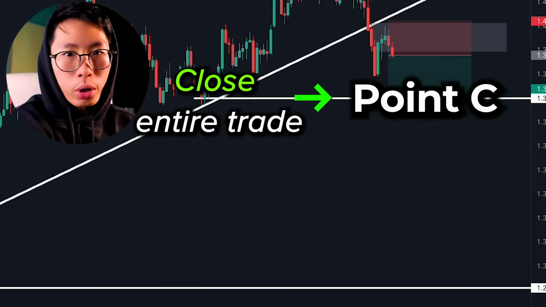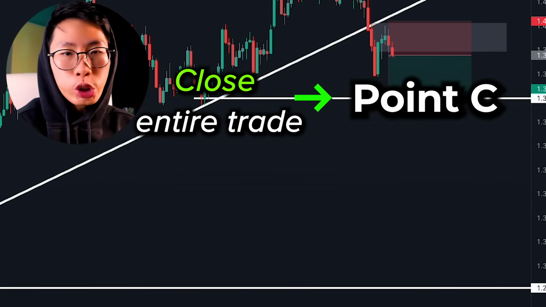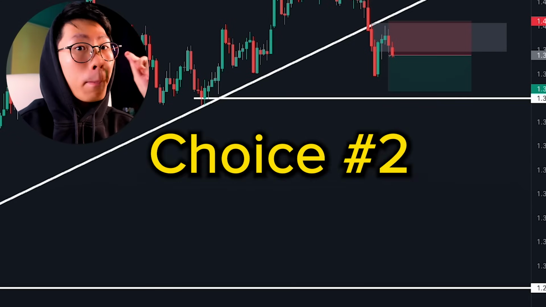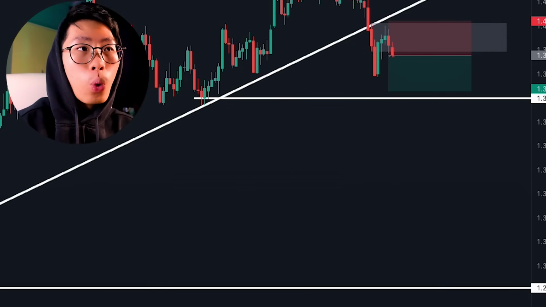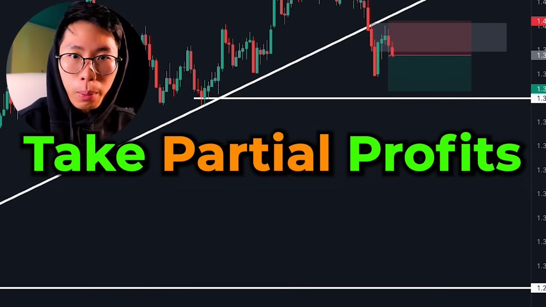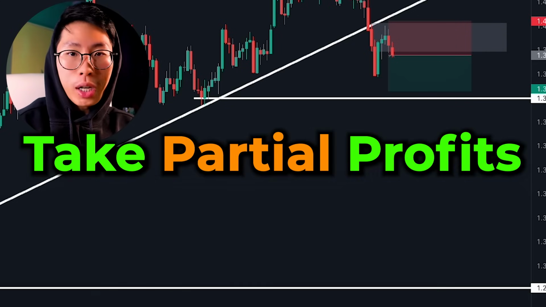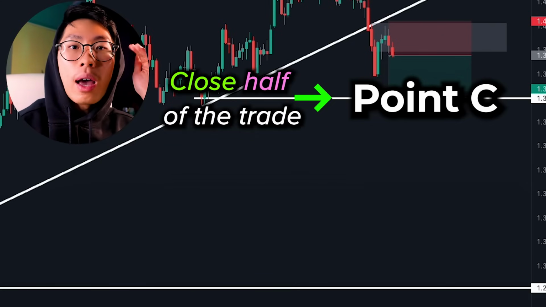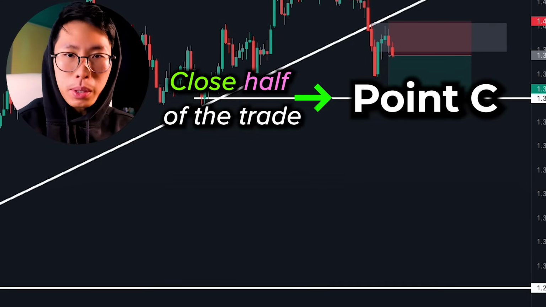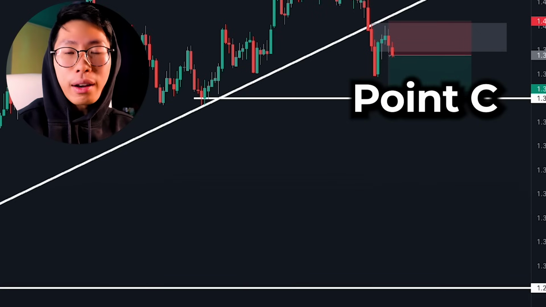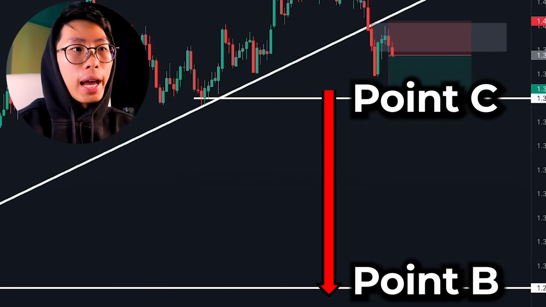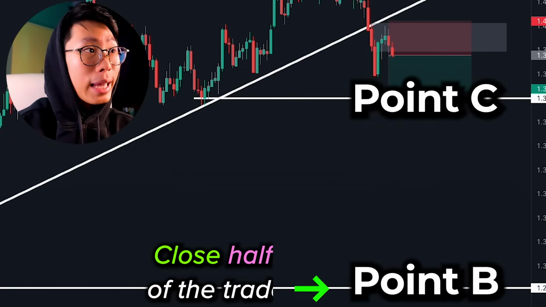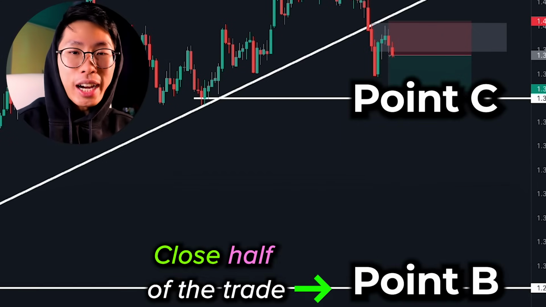Just when price reaches point C, you just close the entire trade and you take all your profits. But if you want to leave the trade to run so that you can get more profits, what you can do is to take partial profits, which means when price reaches point C, you close half of the trade, you close 50% of the trade. So you let the other 50% of the trade, the other half, run to your point B. And then when price reaches point B, then that is when you can close the entire trade.